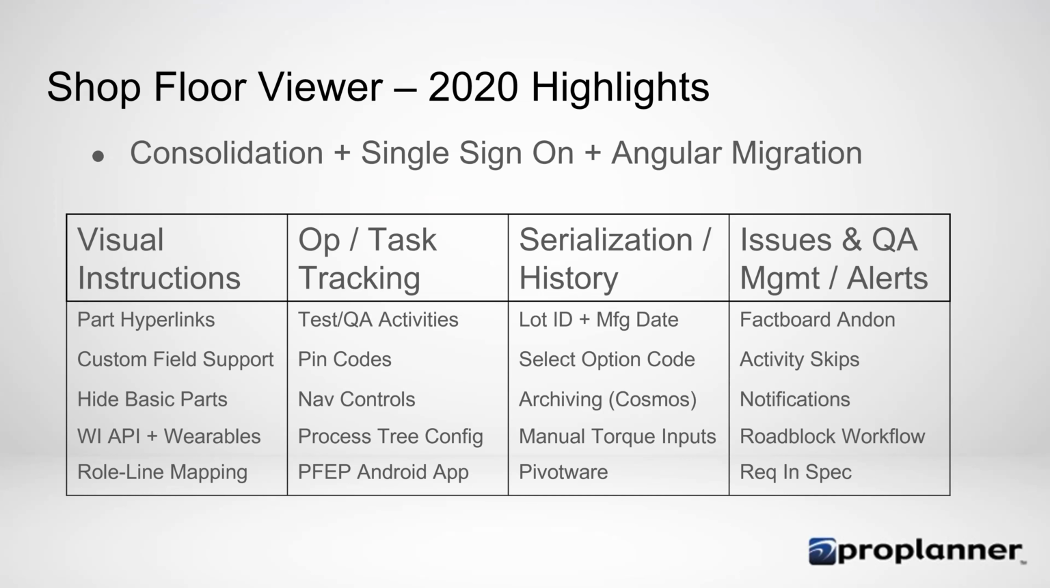As a part of that work, we also enabled single sign-on capabilities, both on the assembly planner side as well as on the shop floor viewer side, really pushing the authentication of users outside of Proplanner into your corporate IT groups, so they have control over who can get into the system. As a part of this, we also significantly modernized the technology being used, moving to what's called Angular technology. I group all of these together because they were completed in one push.